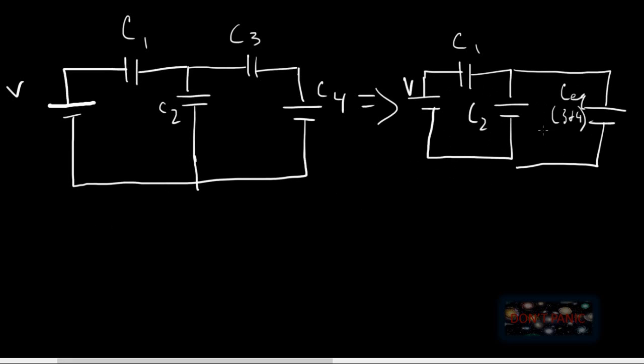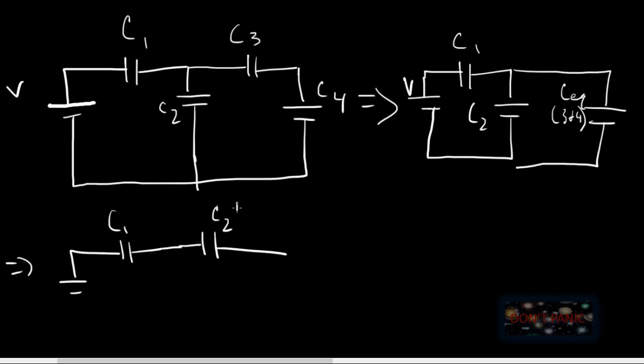We see that C2 and this combination of capacitors is in parallel together. So this becomes C1 and C2 in parallel with C3 in series with C4. Okay, so we're calling this equivalent capacitance of C3 and C4 C3 plus C4, plus meaning they're in parallel, and plus meaning that they're in series, and this parallel sign means that C2 is in parallel with the second component.